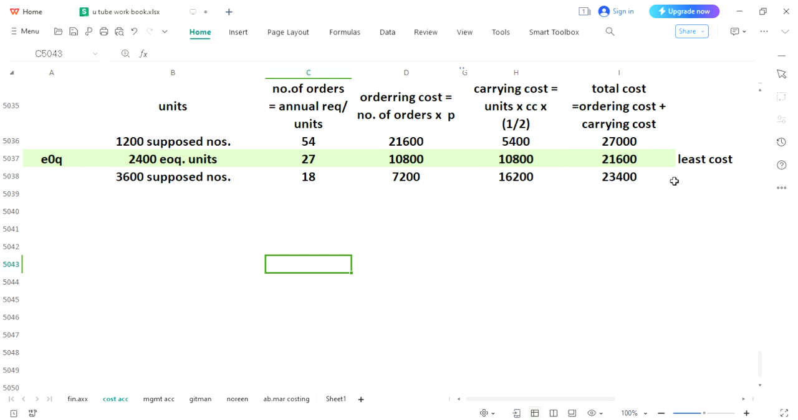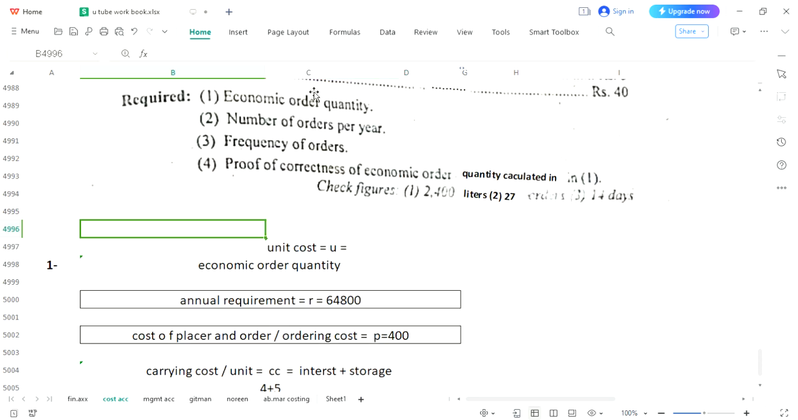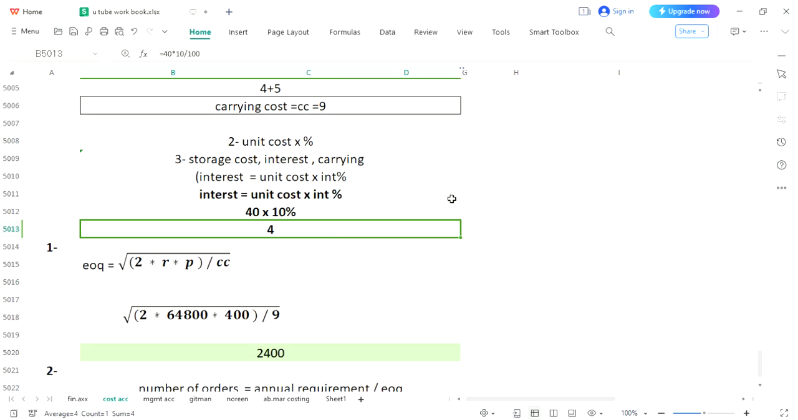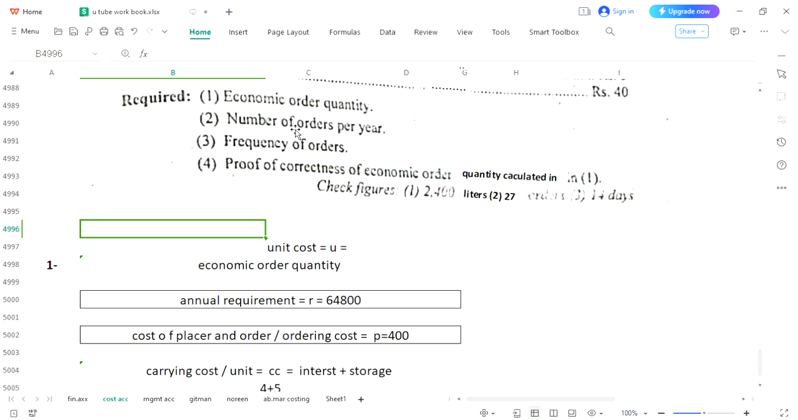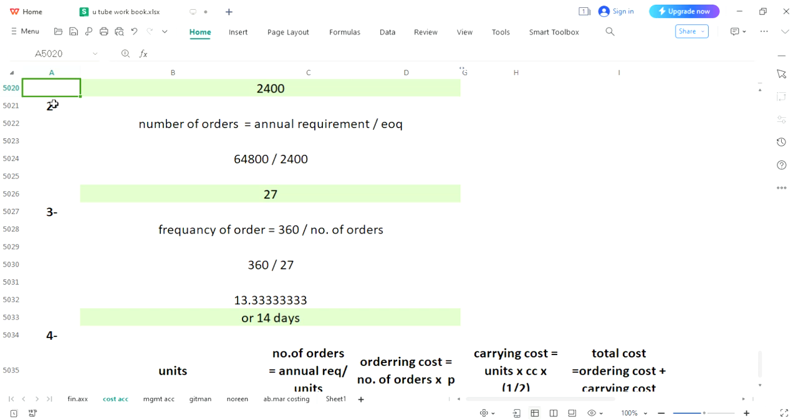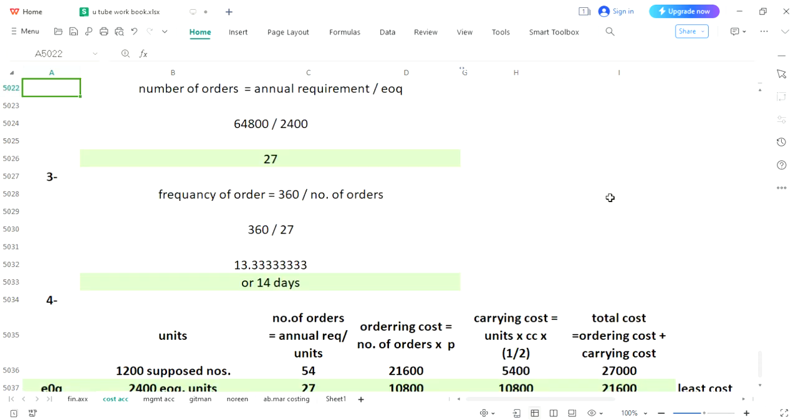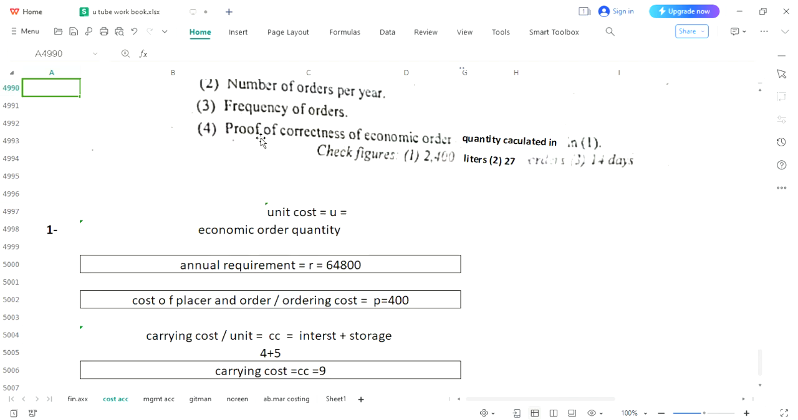So there were four parts in the question. Let's review them in a very short time. Economic order quantity 2400, and here the first requirement is economic order quantity 2400. Then we were supposed to calculate the number of orders, 27. Look here, the number of orders you calculated in the second statement, 27 orders. Then the third requirement, frequency of order, 14 days. Third requirement frequency of order 14 days, and then you were supposed to prove it.